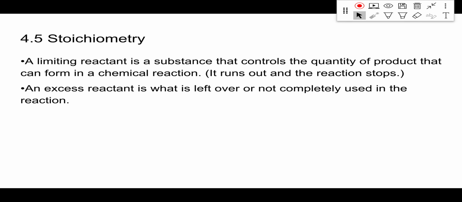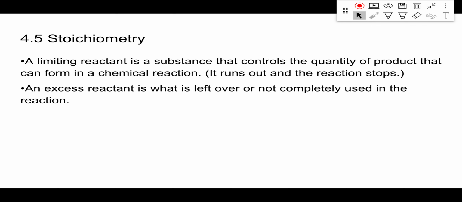So let's say that I added vinegar and baking soda to each other, and they make the products. Well, one of those is going to be the limiting reactant, and one is going to be the excess reactant. The limiting reactant runs out, the reaction stops, and it's going to be able to make a certain amount of product. The limiting reactant is used up, but there's going to be a little bit of the excess reactant left over because the reaction stopped and there wasn't enough of the limiting reactant.